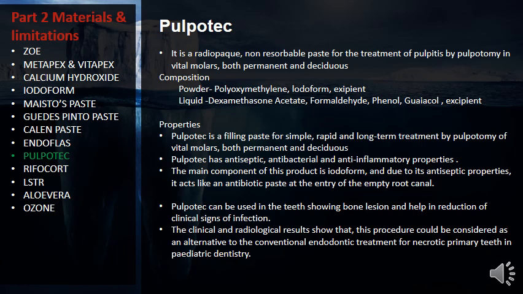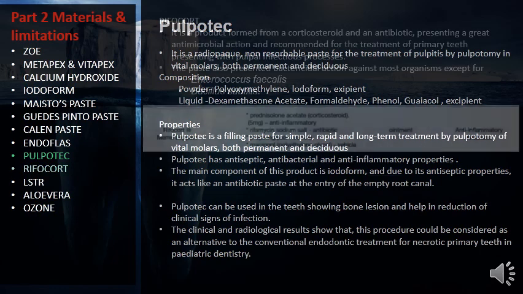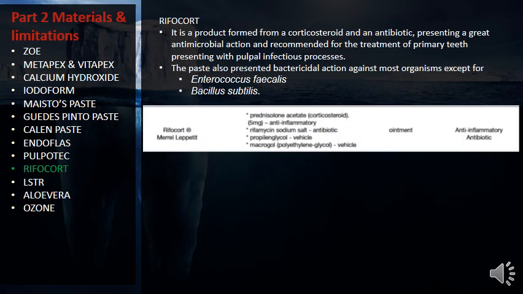Pulpotec can be used in teeth showing bone lesion and helps in reduction of clinical signs of infection. The clinical and radiographic results show that the procedure could be considered as an alternative to the conventional endodontic treatment for necrotic primary teeth in pediatric dentistry. Reprocod. It is a product formed from a corticosteroid and antibiotic, presenting a great antimicrobial action and recommended for the treatment of primary teeth presenting with a pulpal infection process. The paste also presented bactericidal action against most organisms except for Enterococcus faecalis.